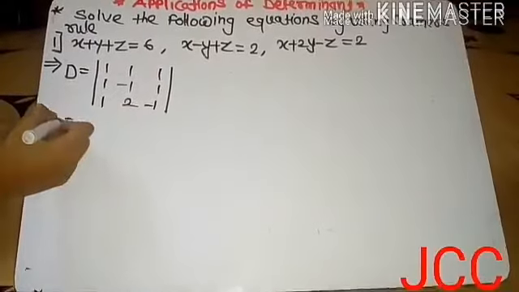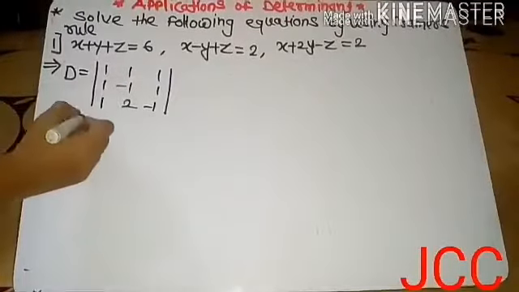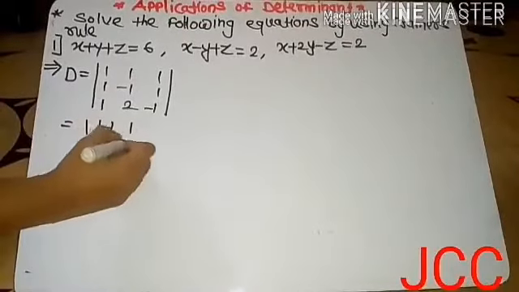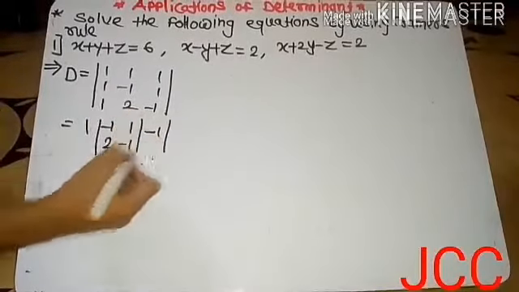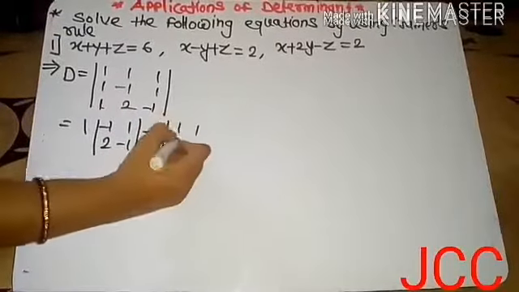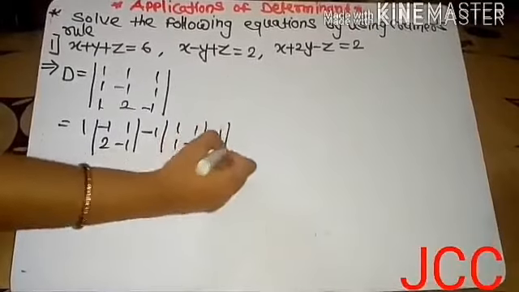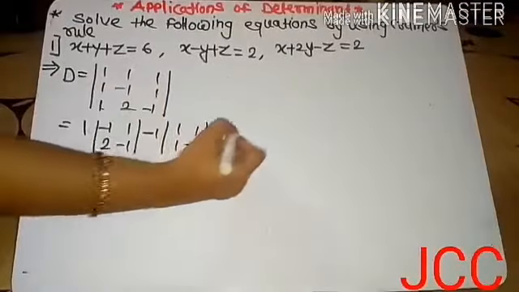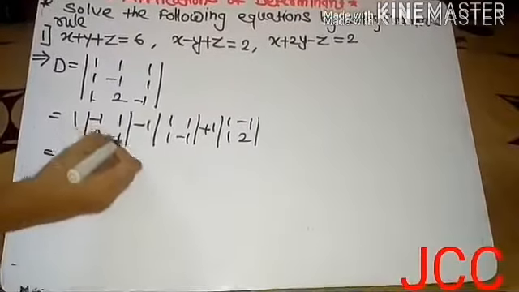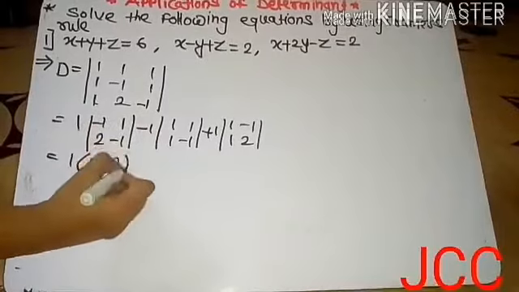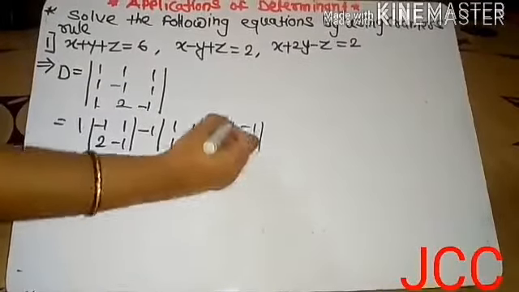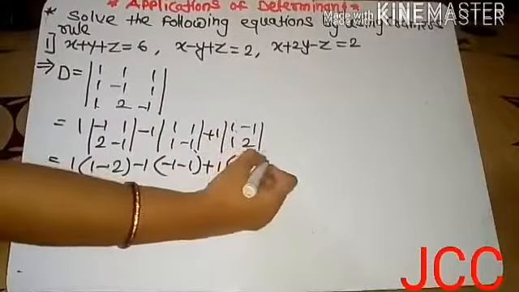Now solve by using our general process. First we take 1, eliminate its column and row: minus 1, 1, 2, minus 1, minus 1. Then eliminate column and row: 1, 1, 1, minus 1, plus 1. Eliminate column and row: 1, minus 1, 1, 2. Now taking cross multiplication: 1 times minus 2, minus 1, minus 1, minus 1, plus 1 times 2, minus, again minus 1.